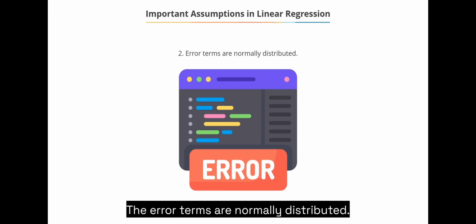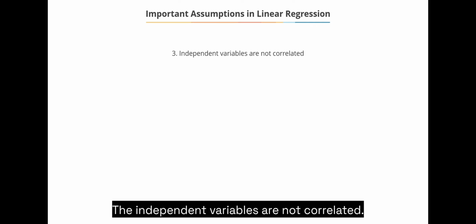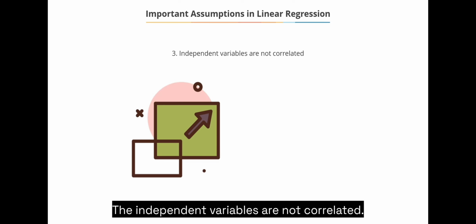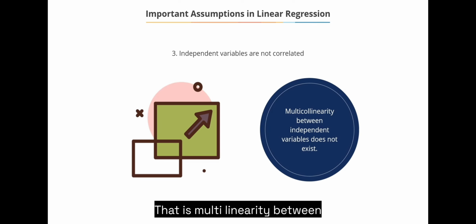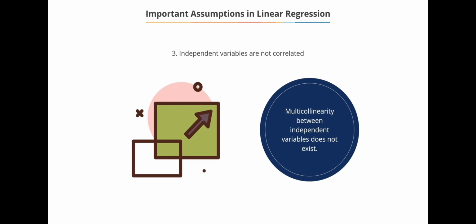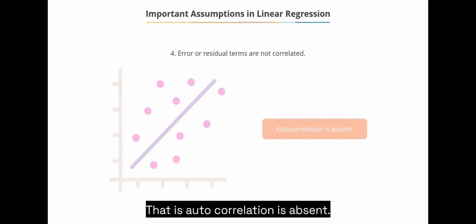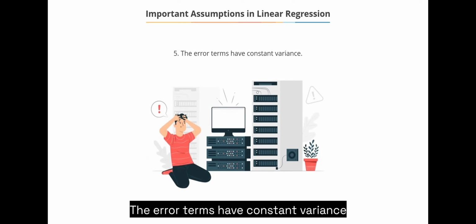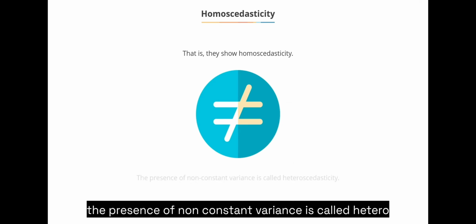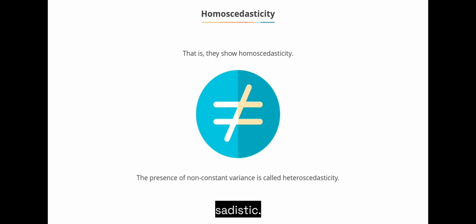The error terms are normally distributed. The independent variables are not correlated. That is, multicollinearity between independent variables does not exist. Error or residual terms are not correlated. That is, autocorrelation is absent. The error terms have constant variance. That is, they show homoscedasticity. The presence of non-constant variance is called heteroscedasticity.